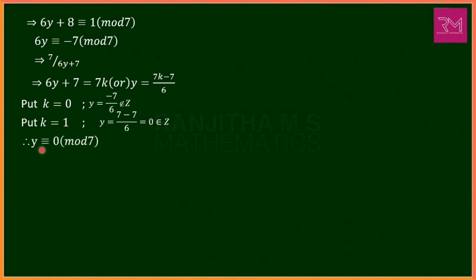Therefore we can conclude that y is congruent to 0 mod 7. Therefore finally we can conclude that x is congruent to 4 mod 7 and y is congruent to 0 mod 7 is a solution for the given system of linear congruences. This completes the problem. We shall move on to another problem.